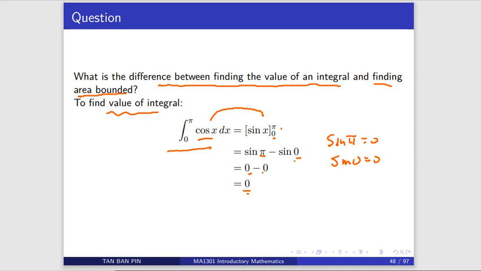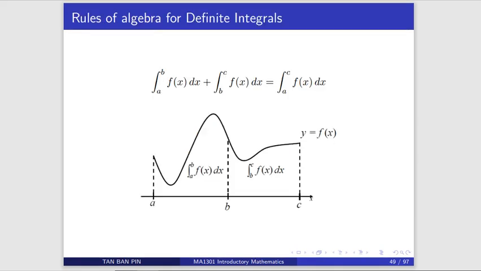To answer the question, what's the difference between finding the value of an integral and finding the area bounded by the curve, we need this result. If you integrate from a to c f(x) dx, a to c is the whole interval. You can break it up as a to b, where b is a number between a and c. You can say you integrate from a to b f(x) dx, then plus b to c f(x) dx, which gives you the integral from a to c f(x) dx.